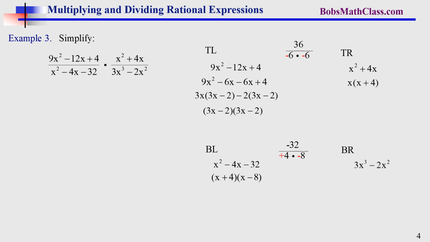Okay, bottom right. Again, it's in descending order. What's our GCF? Yes, x squared. So it's x squared times 3x minus 2. So now replace all those results into your original problem.